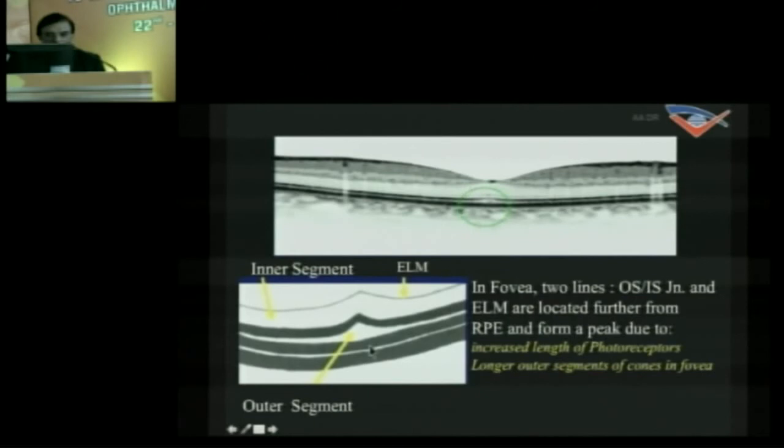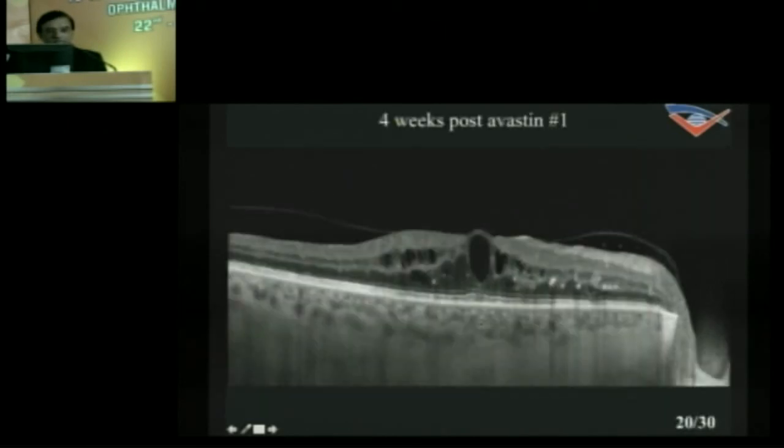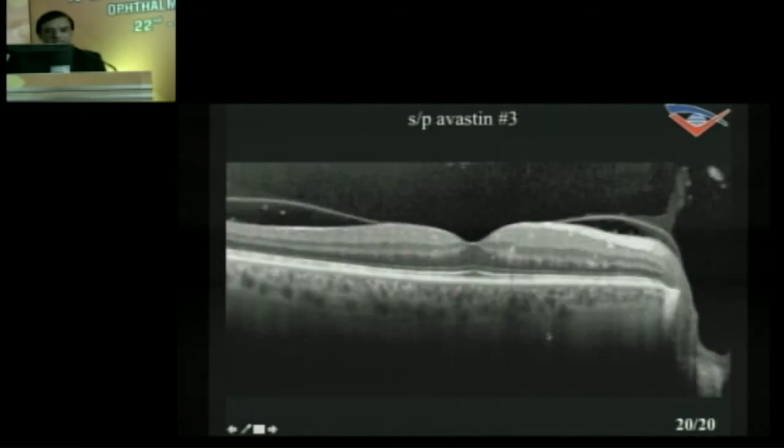Now, please look here, you will always have a little bit of protrusion here, and this is because of the increased length of photoreceptors with the longer outer segments of cones in the fovea. That is why you get this little protrusion, and this should not be considered abnormal. This is all normal. Now how do we go about using this data in our treatment? When you're able to identify these zones when the patient is presenting, you can know that this patient is likely to do well. And this is the same patient 4 weeks post-Avastin.